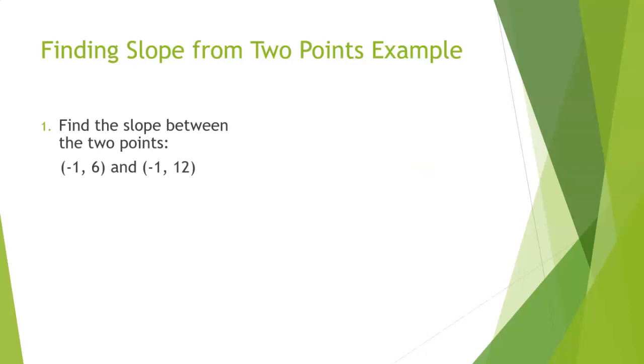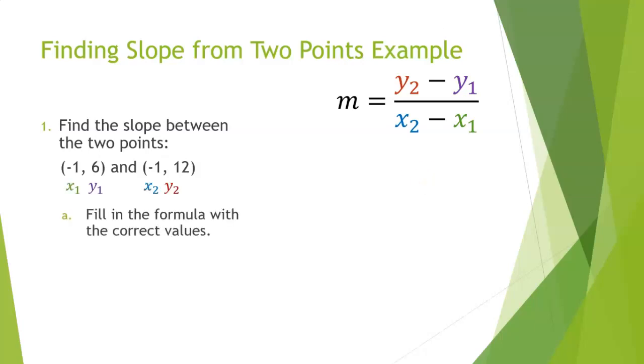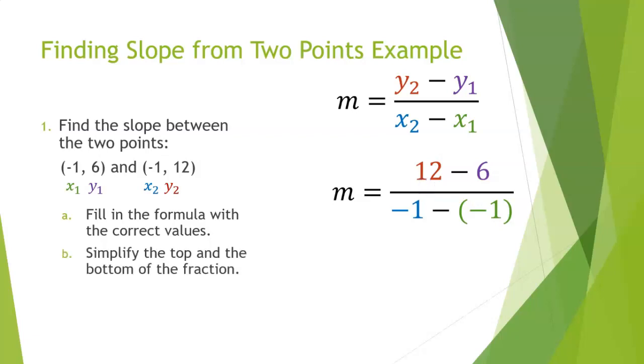Another example, find the slope between these 2 points, (-1, 6) and (-1, 12). Again, your formula, that's really important that you write it down and label your points. Now fill in the formula with the correct values. So 12, which is y2, minus 6, which is y1, divided by -1, which is x2, minus -1, which is x1. After we fill in our correct values, we simplify the top and the bottom. 12 minus 6 is 6, and -1 minus -1 is 0.